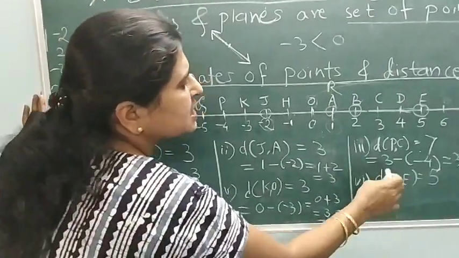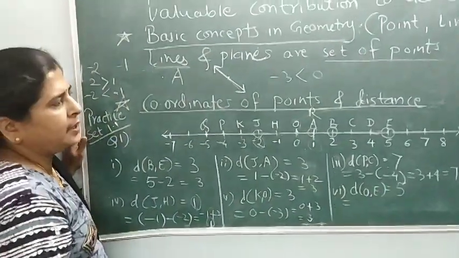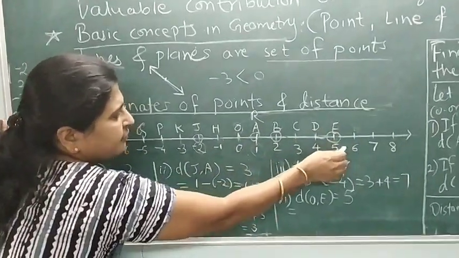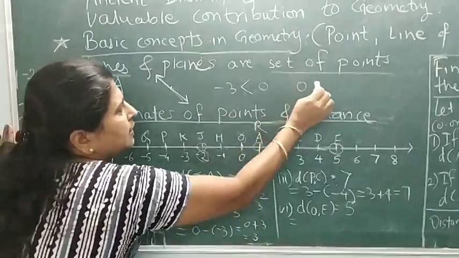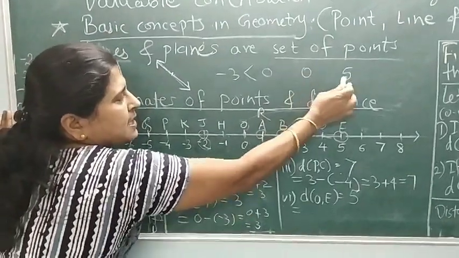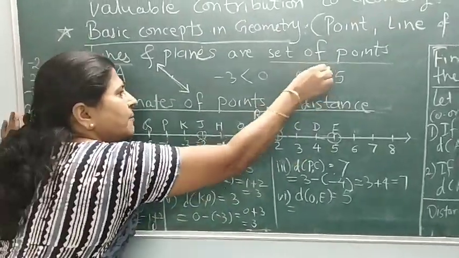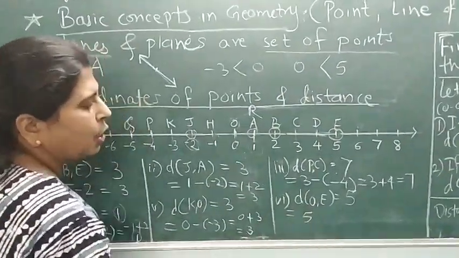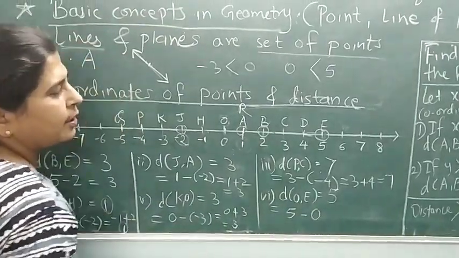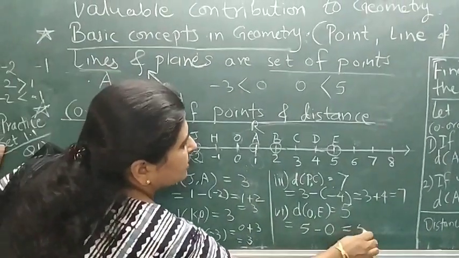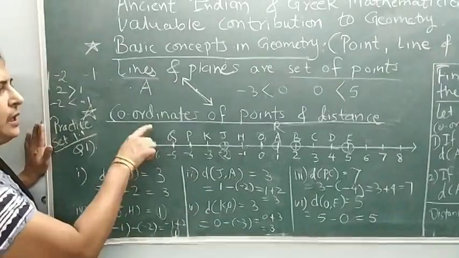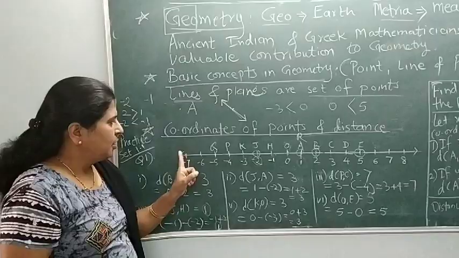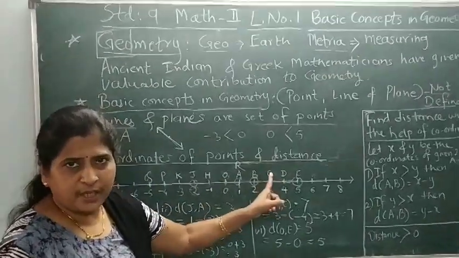And the last one's distance between O and E. Coordinate of O is 0 and coordinate of E is 5. So one is 0 and the other is positive. Now when one number is 0 and the other is positive, the positive number is always bigger than 0. Hence we have to take the bigger coordinate 5 minus the smaller coordinate 0, and the difference 5 minus 0 is 5.